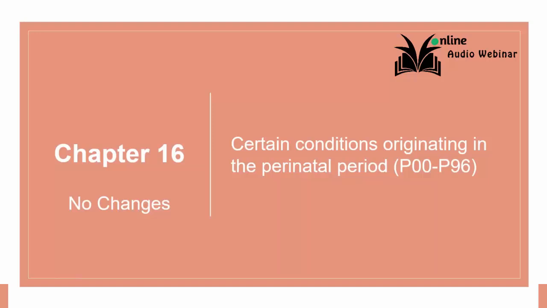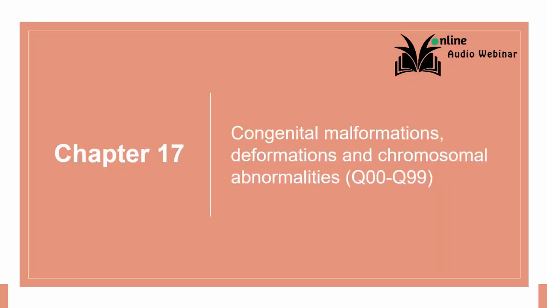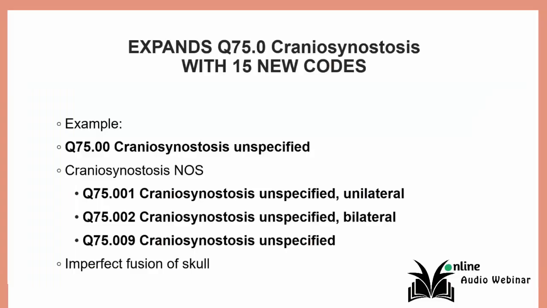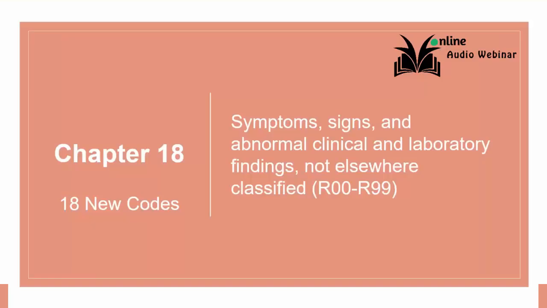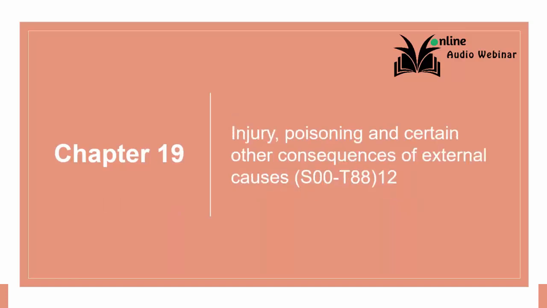Chapter 16, the P00 to P96, and this is for the perinatal period, did not have any changes. 17 is the congenital malformations and deformations, chromosomal abnormalities, Q00 to Q99. And then they expanded Q75.0, craniosynostosis. All right, Chapter 18 is our R chapter, signs and symptoms, abnormal labs, not elsewhere classified. R19, this is injury, poisoning, and certain other consequences of external causes.